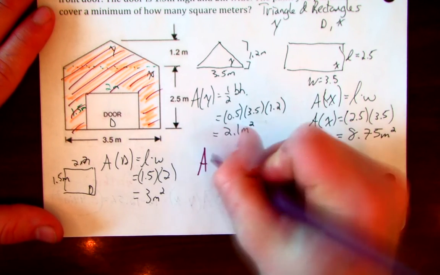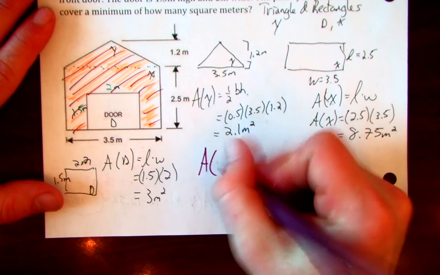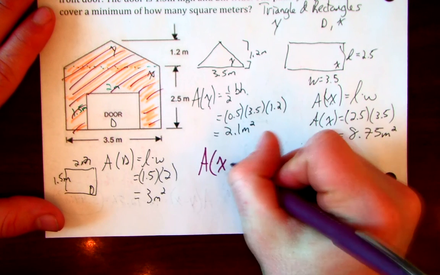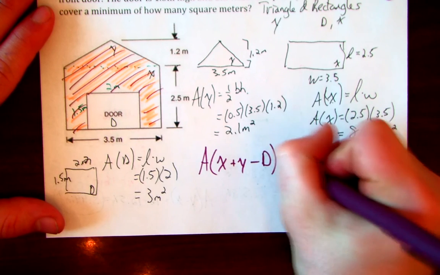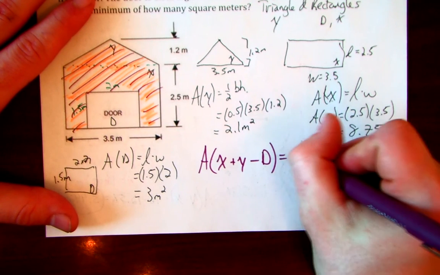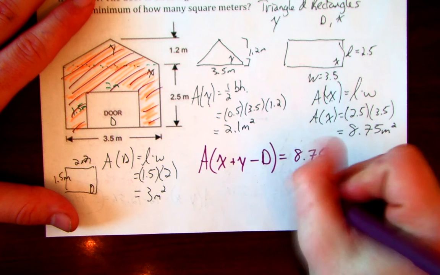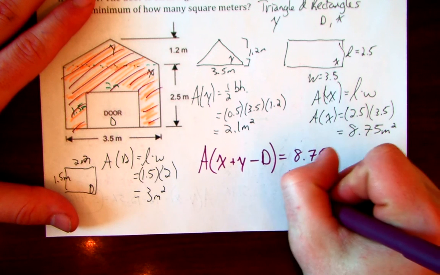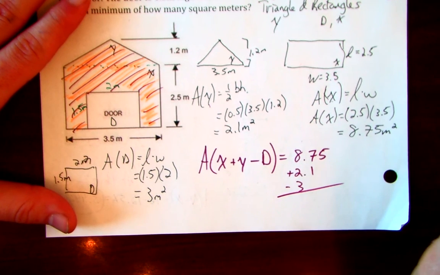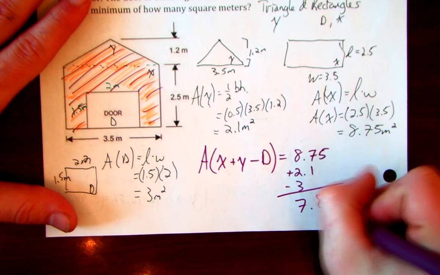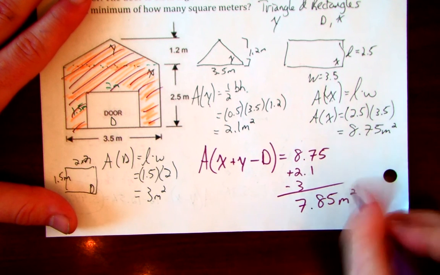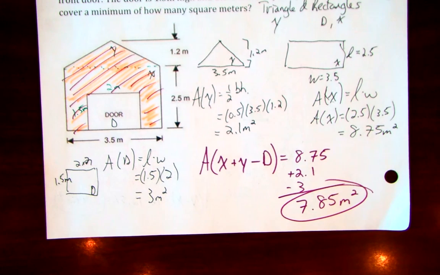So I have the area of, let's do our front side X plus our roof Y, but we're going to subtract our door D. Using those three values, I have 8.75 plus 2.1, but I have minus 3 at the end. Calculating carefully, as always, we're going to have 7.85 meters squared. So again, that's the amount of paint that we need to use for that front side of the house on Shank's Tavern.